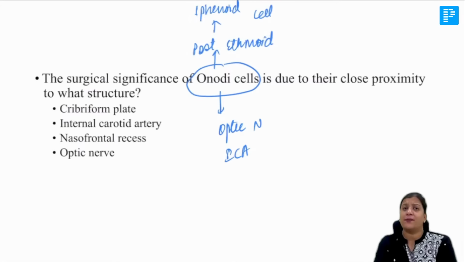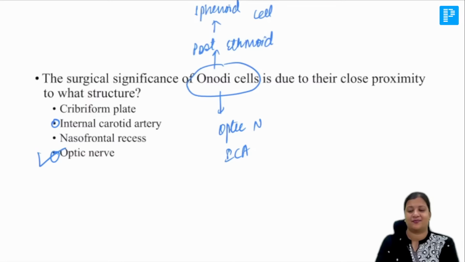But ma'am, both of them are there in the options. How do I choose, ma'am? Should I go for optic nerve? Should I go for carotid? The correct answer, see, both of them are the right answers, but now you have to choose the single best answer. So the single best answer would be optic nerve. If optic nerve was not there, then you could go for ICA, but if you have to choose single best answer, then the answer is going to be optic nerve.